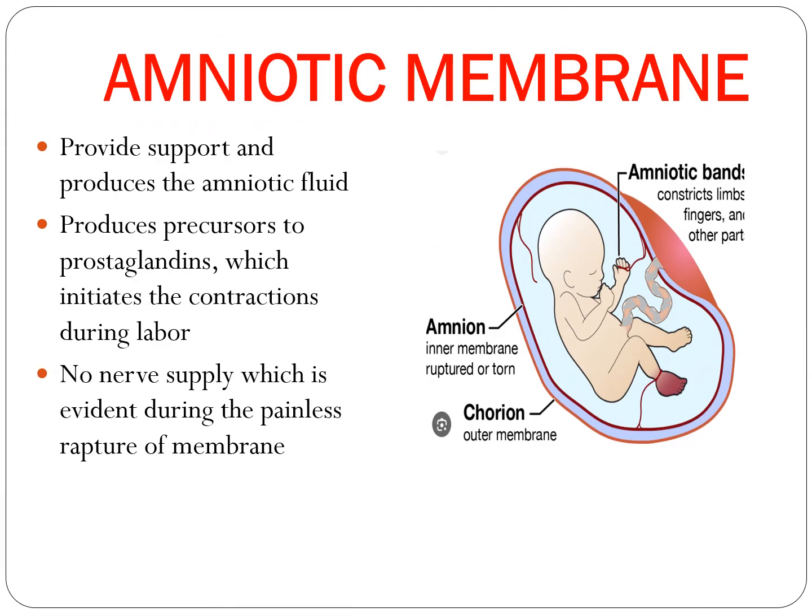So, the amniotic membrane provides support and produces the amniotic fluid. It also produces the precursor to prostaglandin, kasi ang prostaglandin is the one who's going to irritate and cause the contraction at 38 weeks and above. It has no nerve supply, which is evident during the painless rupture of membrane. Pag meron nag-rupture na water, bago nag-start na magkaroon ng labor, walang pain yun kasi there's no nerve supply in the amniotic membrane.